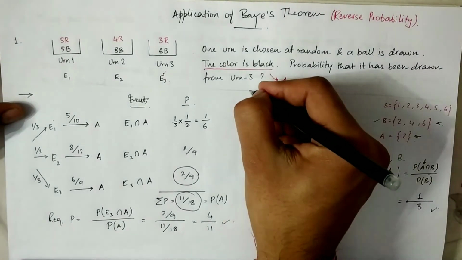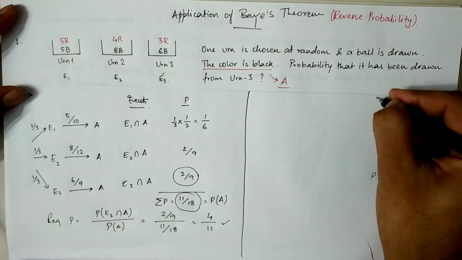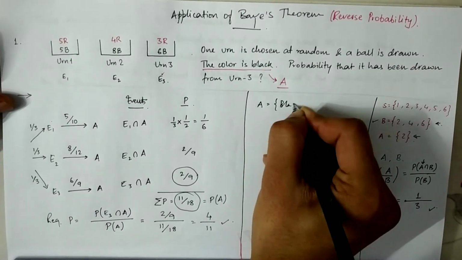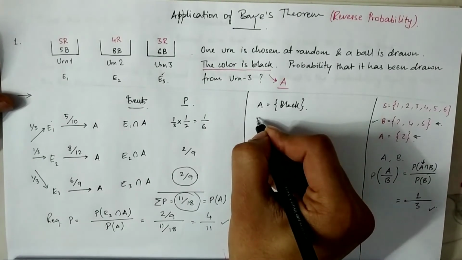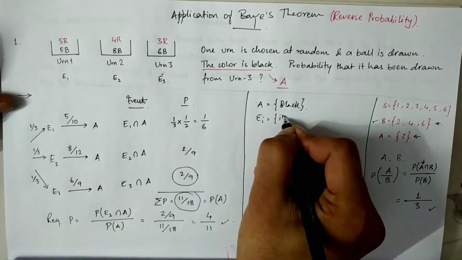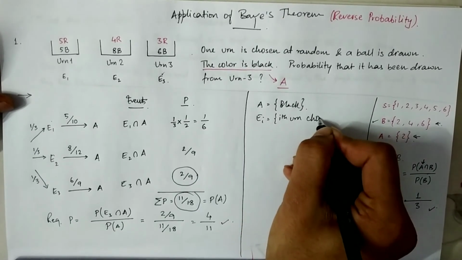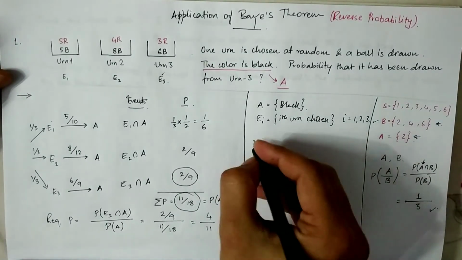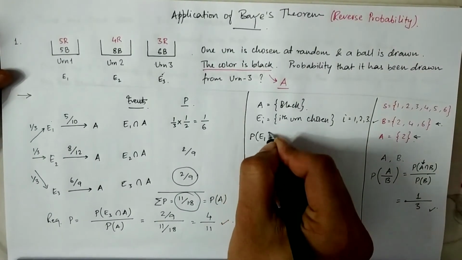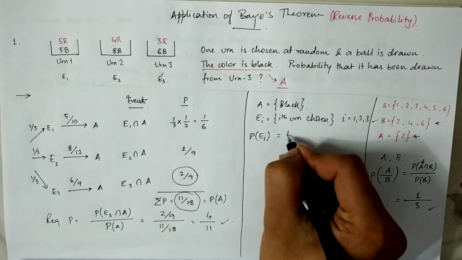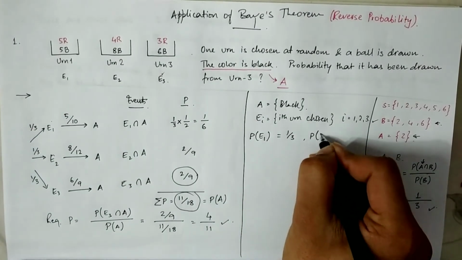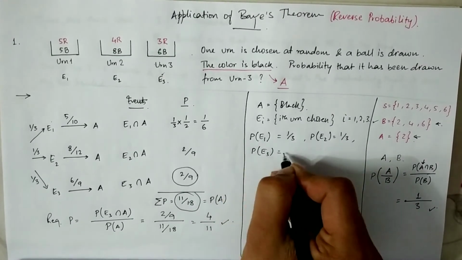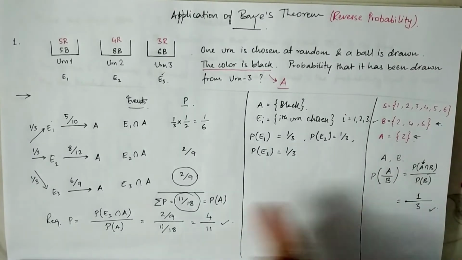Similarly, if the same thing is being done normally, then let A be the event of a black ball being drawn and Ei be the event of the ith urn being chosen, where i is 1, 2, 3. So the probability of choosing the first urn is going to be 1/3, as we discussed. The probability of choosing the second urn is again going to be 1/3, and the probability of choosing the third urn is again going to be 1/3, as they are equally probable.